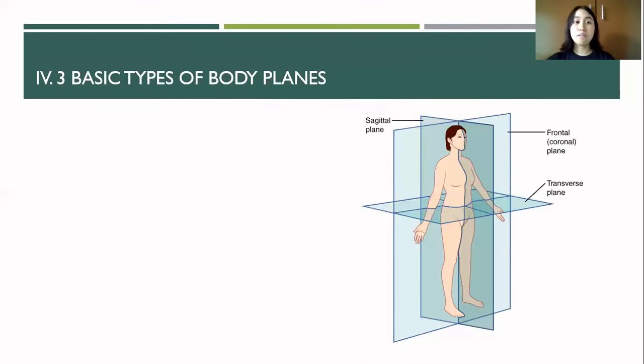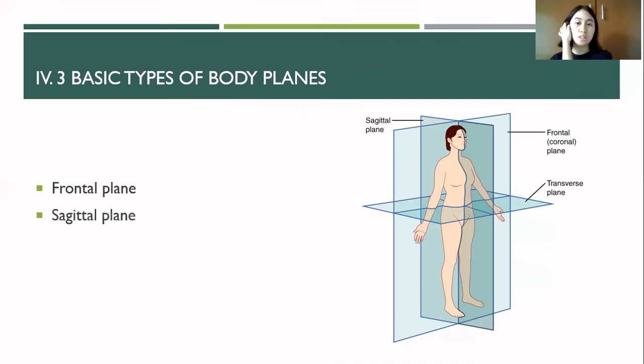Let's go to the three basic types of body planes. First, we have the frontal plane. The frontal plane is the division at the front, and these divisions stay either in the anterior part of the body or the posterior. When it is divided, there is the front part and there is the back part.